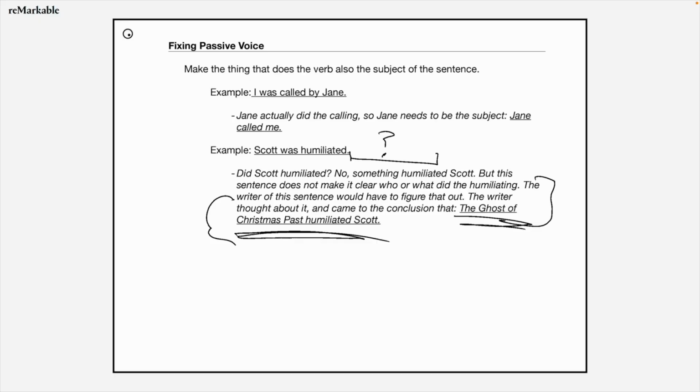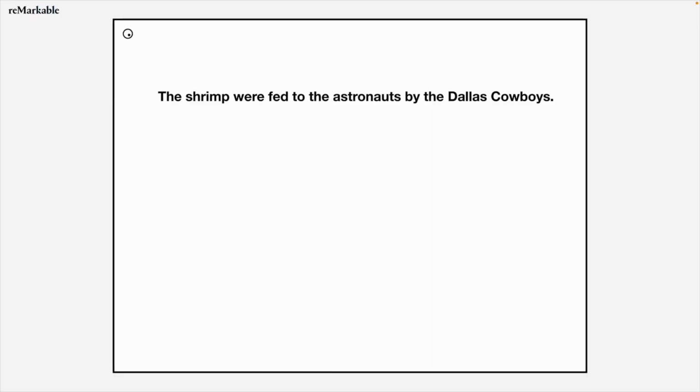Okay, so in your own sentences, if you have something like this, if there's no subject doing the verb, you need to figure out what that subject is, like I did right here. Scott was humiliated by whom or by what? Or the birds were hunted by who or by what? By the hawk, okay? Let's do some examples together. This one will be easy.